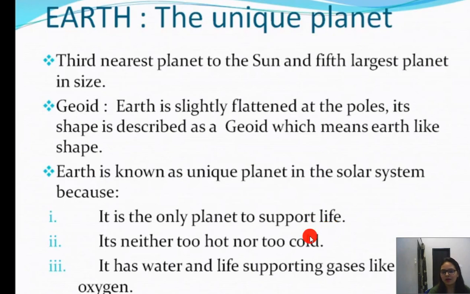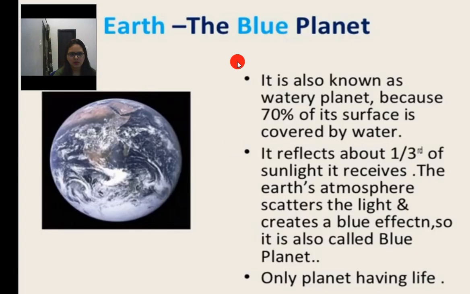Next is Earth, the blue planet. Our Earth is also known as blue planet. Here you can see the picture of the globe, our Earth. It is also known as watery planet because 70% of its surface is covered by water. The 70% of its surface is covered by water. It contains 70% water and 30% land area.